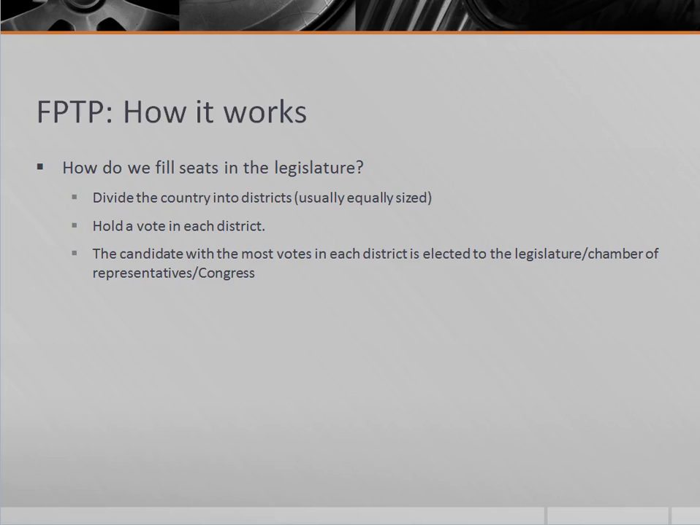This is actually quite rare throughout the world, that a chamber of representation is explicitly disproportional, but the United States is one of the examples of that. So usually equally sized, but not always. And once you divide the countries into districts, you hold a vote in each district, and the candidate with the most votes in each district is going to be elected to the legislature. Very simple, right? There are features of first past the post that are important to note.